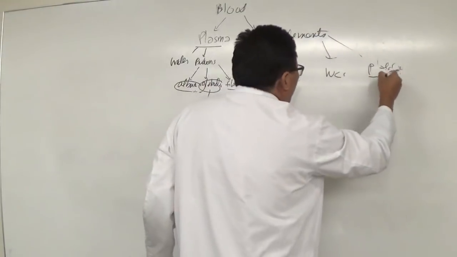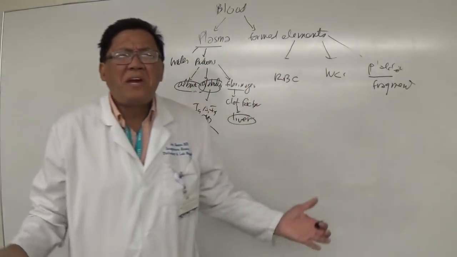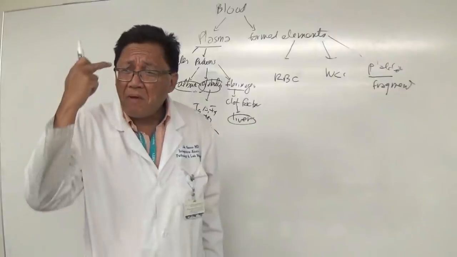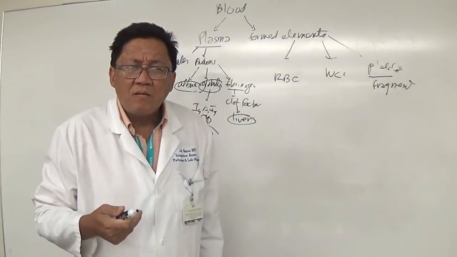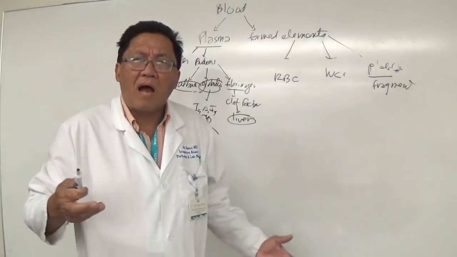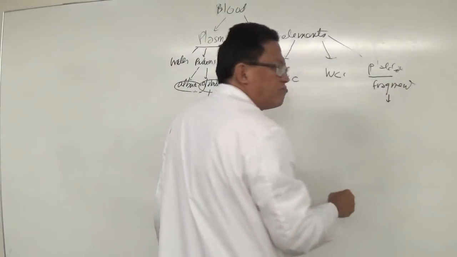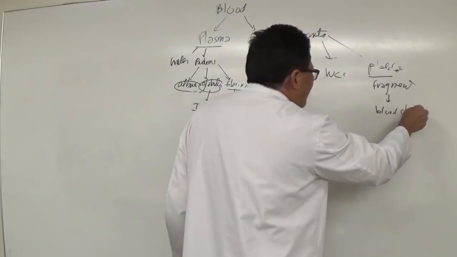So, fragment. Do I need to put the word cell? No. Waste of ink and dollars, right? Because in my mind, I know what it means: fragment, bang, cell. What cell? Mega, karyo, cyte. Mega means big, right? And what is this cell fragment for? Blood clotting.